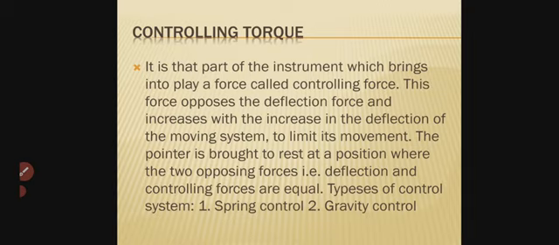The controlling torque always opposes the deflecting torque, and the role of controlling torque is to increase the deflection of the moving system so that the final position of the pointer on the scale will be according to the magnitude of the electrical quantity to be measured. The controlling torque brings the pointer back to zero when the deflecting torque is removed.